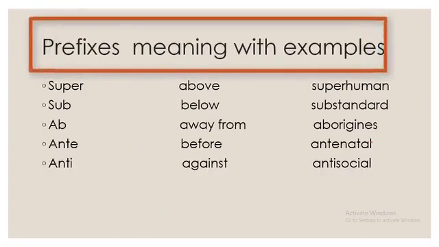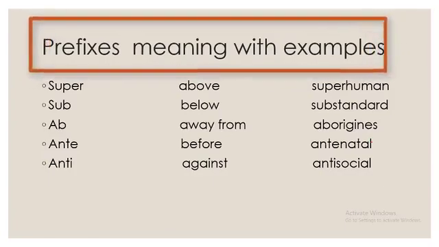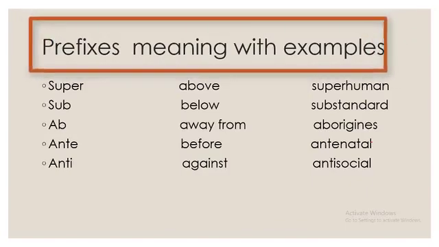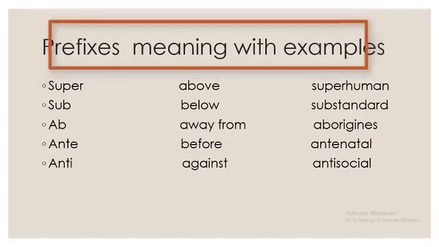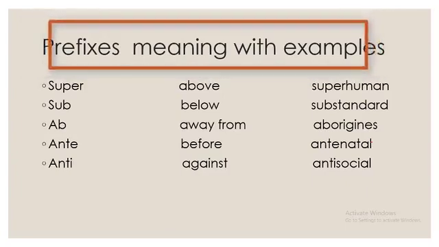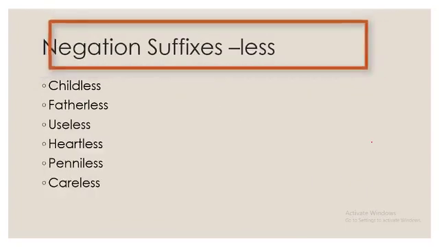So we have prefixes like super, which means above. When you say you are superhuman, it means your abilities are above humans. Then sub means below. Substandard means below standard. Then we have ante, which is before, and we have antenatal, which is before the birth of your child, the treatment you get before the birth of your child. Then we have anti, which means against, and we have antisocial.